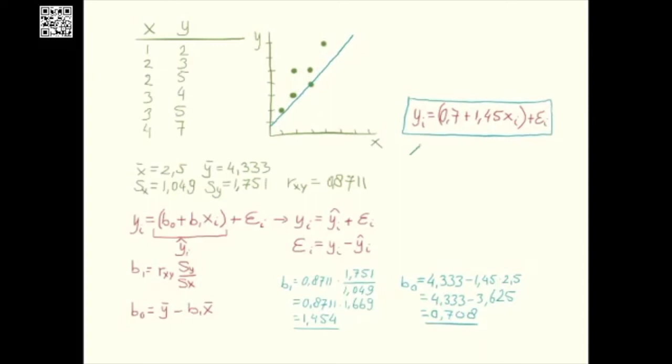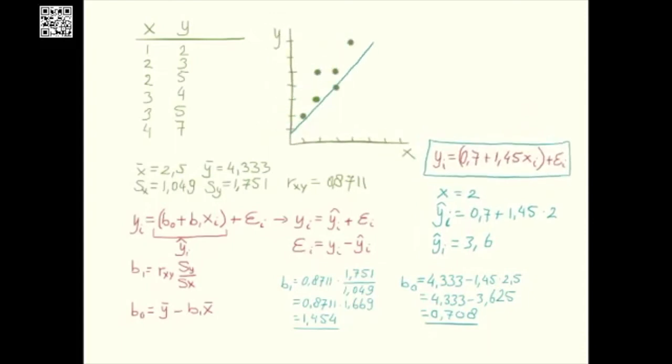So let's fill in the regression equation using an example. At a value of x equals 2, we get a predicted value of y of b0, 0.7, plus b1, 1.45, times the value of x, which is 2. So the predicted value of y in that case is going to be 3.6. So let's put that aside.